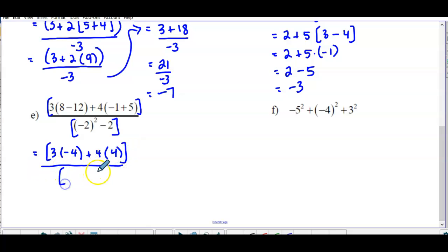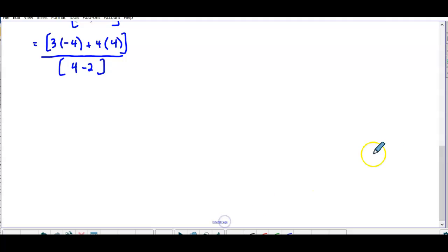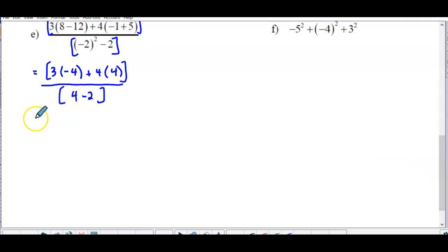Now, in these big brackets, I have exponents. Negative 2 squared is 4 minus 2. So extend this out. Then still need to figure out the numerator. That's going to be negative 12 plus 16 over 2. Get rid of the brackets. That's going to be 4 over 2, which is 2.